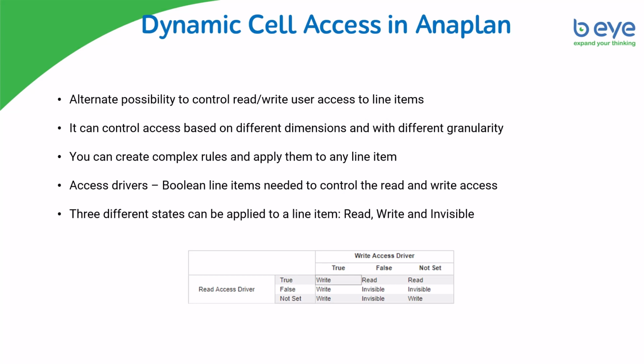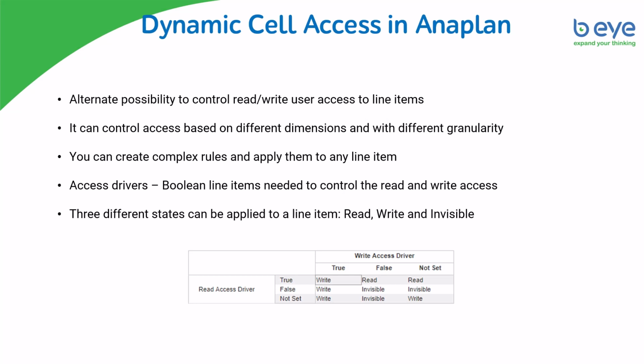In order to create dynamic cell access for a specific line item, you need the so-called access drivers. Those are Boolean line items that are needed in order to control the read and write access. There are three different states that could be applied to any line item. Those are the read, write, and invisible. In the table below, you can see how the two access drivers, the write and the read access driver, could be combined in order to create different states.